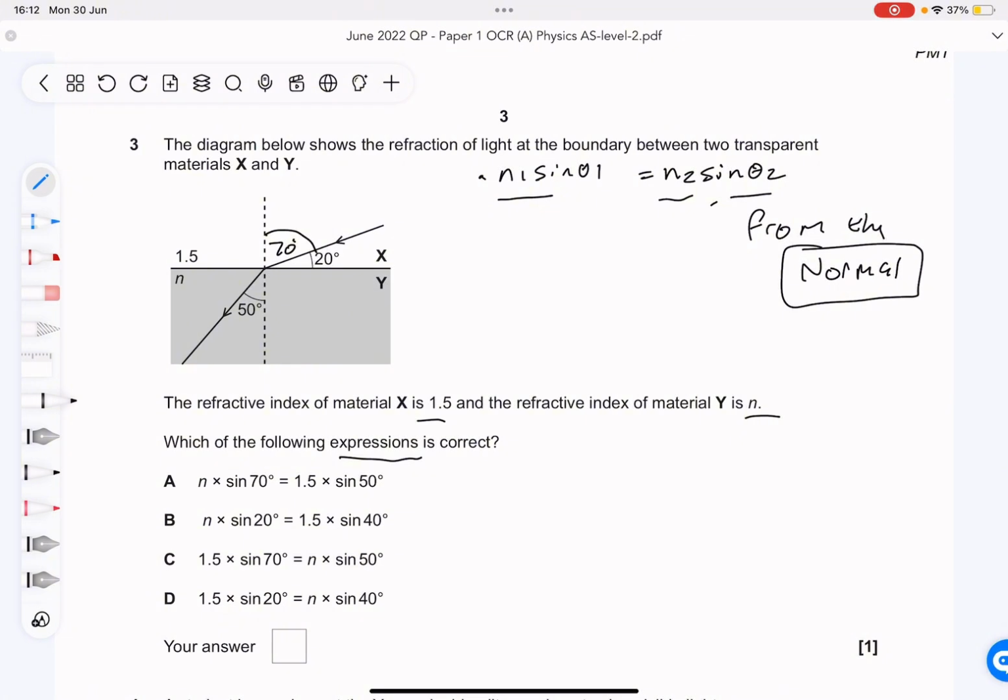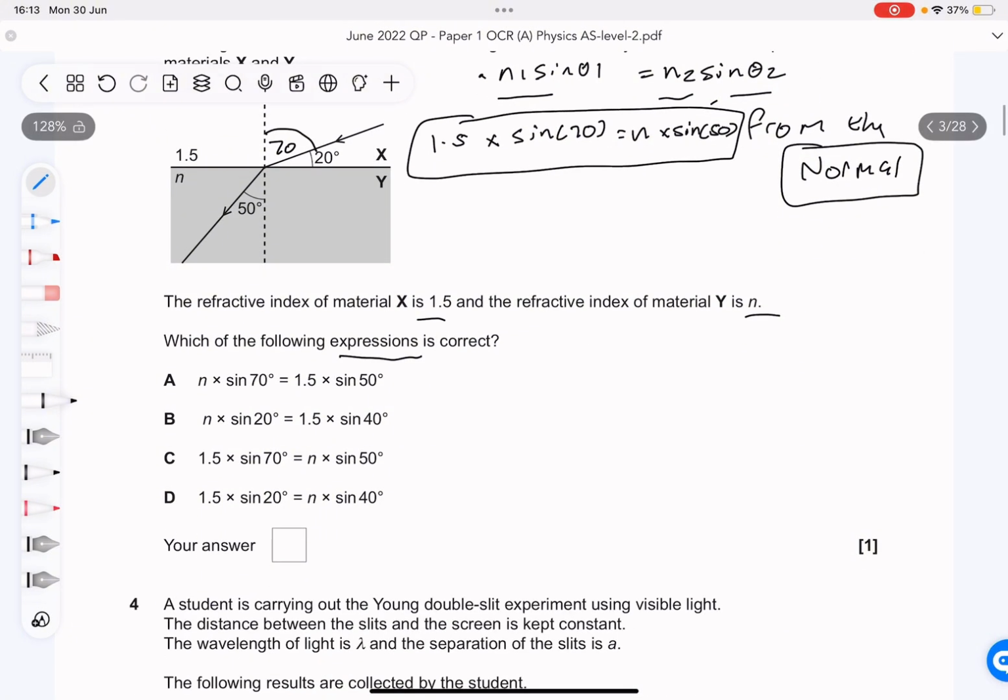So if I look at this angle here, this is correct because it's the angle between the ray and the normal. So that is my angle of refraction. So if I plug my values into this equation, I'll have 1.5, the refractive index of X, times sine of 70 equals n times sine of 50.